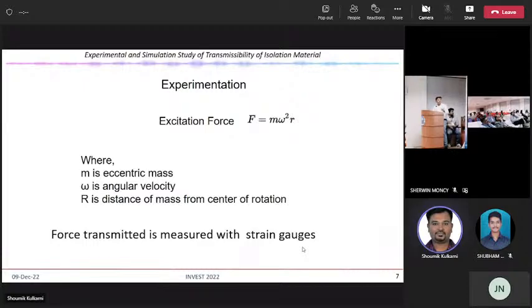The excitation force we get from m r omega square, and this force we can either measure using the RPM of that disc, or we can use strain gauges which are present at the web of that C section.